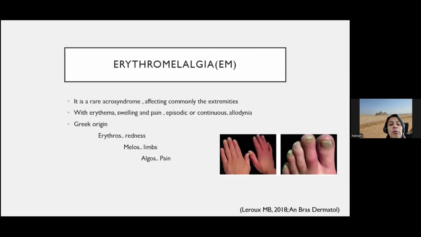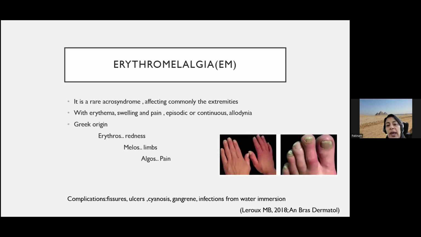So, erythromelalgia is a rare acrosyndrome affecting the extremities with erythema, swelling, pain, which can be either episodic or continuous. It comes from the Greek origin, erythros, which means redness, and melos is limbs, and algos is pain. It can be complicated by fissures, ulcers, cyanosis, gangrene, infections from water immersion.